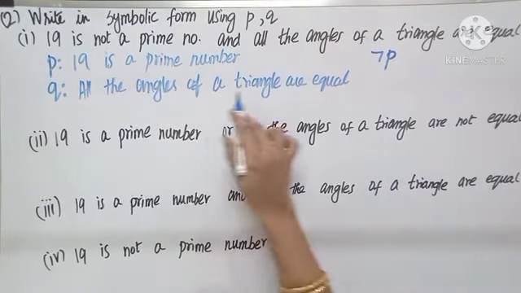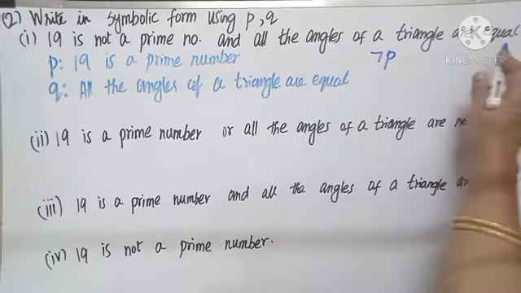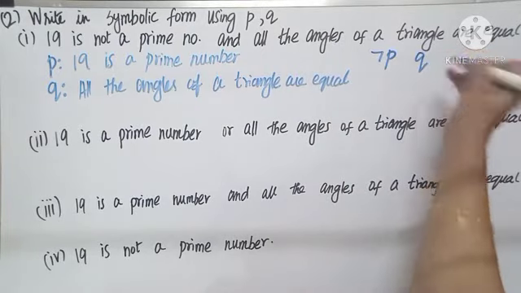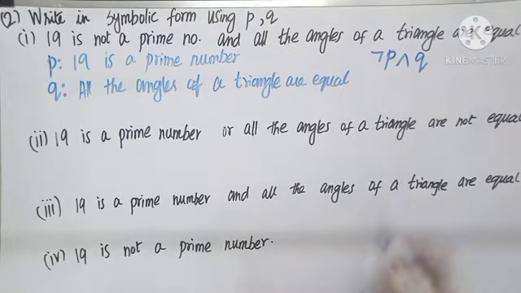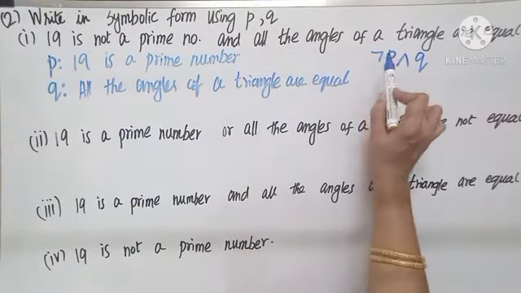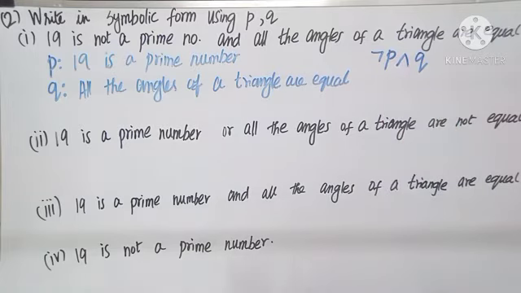All the angles of a triangle are equal. We will take it as Q. And is in between, so put the and symbol. So what is my answer? Not P and Q.